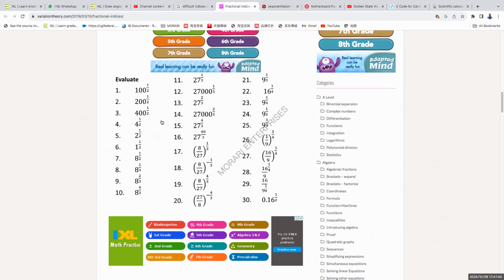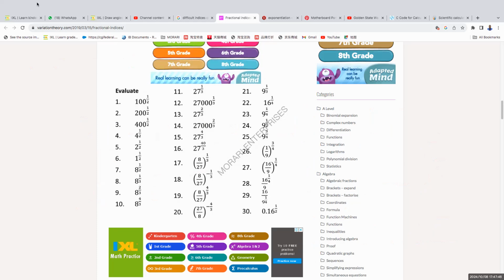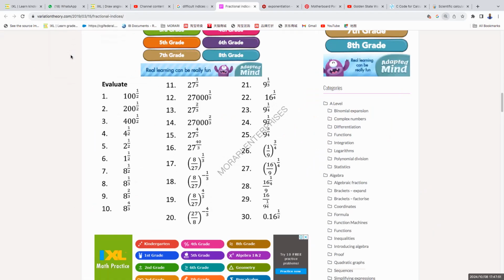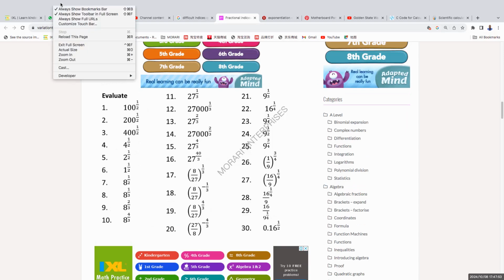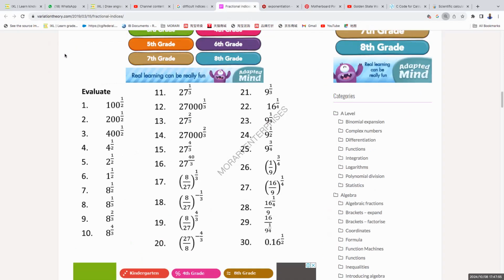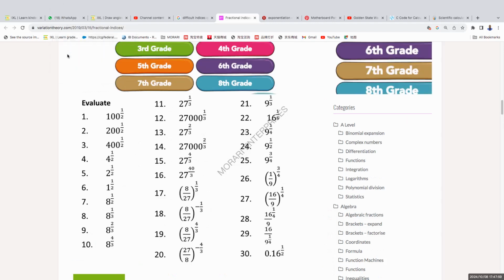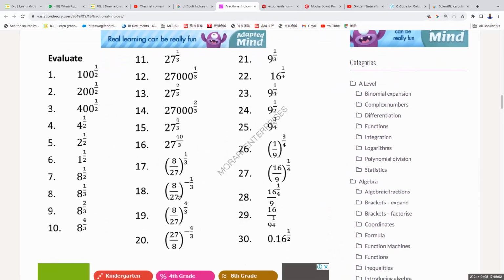Why are you not saying? View, zoom in, view, zoom in again, view, zoom in. Can you see now?